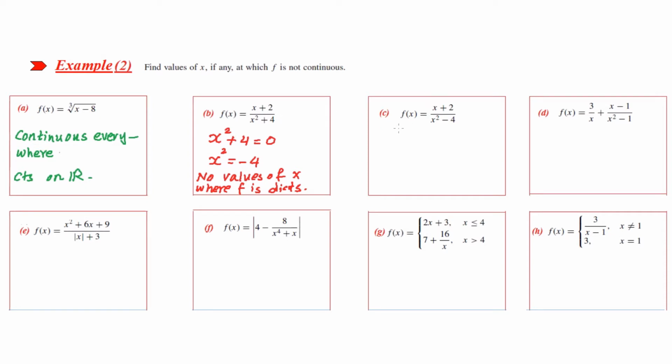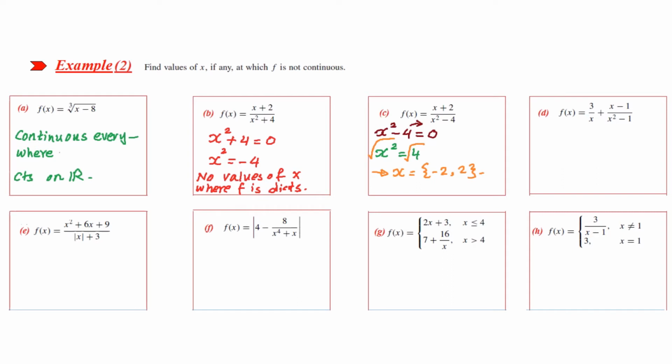In part C, also this is a rational function, so you have to put the denominator, x squared minus 4, equal to 0. And by solving this one, you can take negative 4 to the right hand side, or you can factorize this binomial. You will get x squared equals 4, and by taking the radical for both sides, you will get x equals negative 2 and 2. So these are the values of x where f is not continuous, or discontinuous.